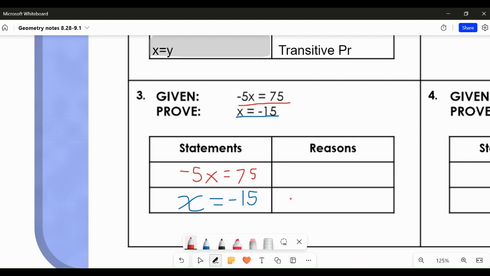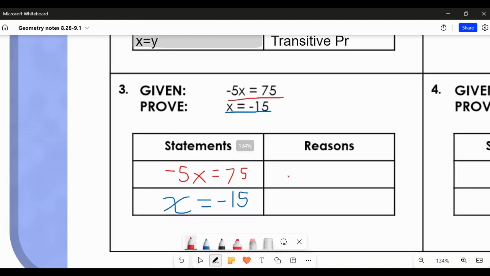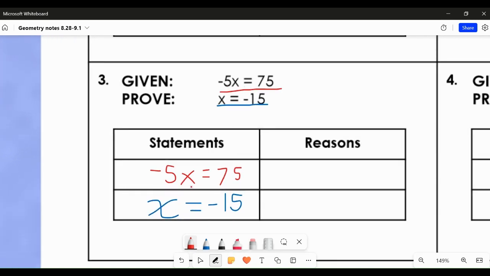All right, now that we got this, let's go through and put our reasons. Now at the beginning, we're given negative 5x equals 75. So reason for that is given. Now for x equals negative 15, I have to be aware of what changed. What changed from our first line to our second line? I still see x over here, but the negative 5 is gone, and the 75 has turned to a negative 15. How do we get from 75 to negative 15? We did some division. So this right here is our division property of equality.